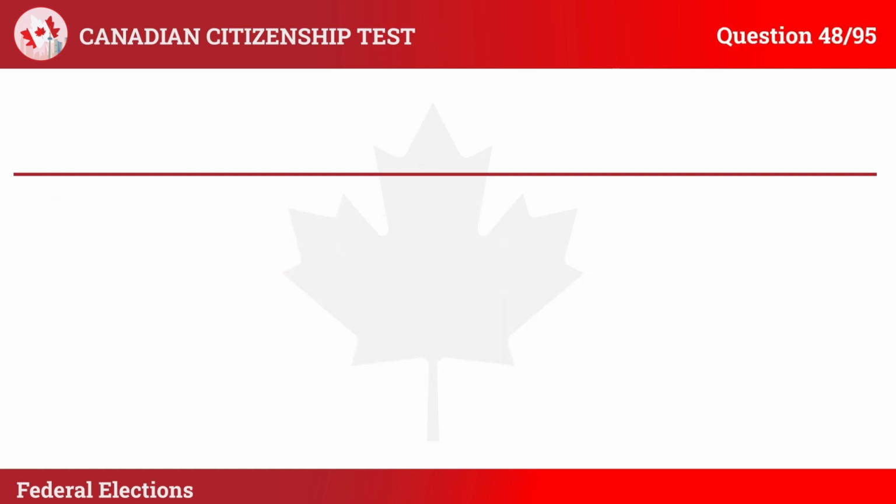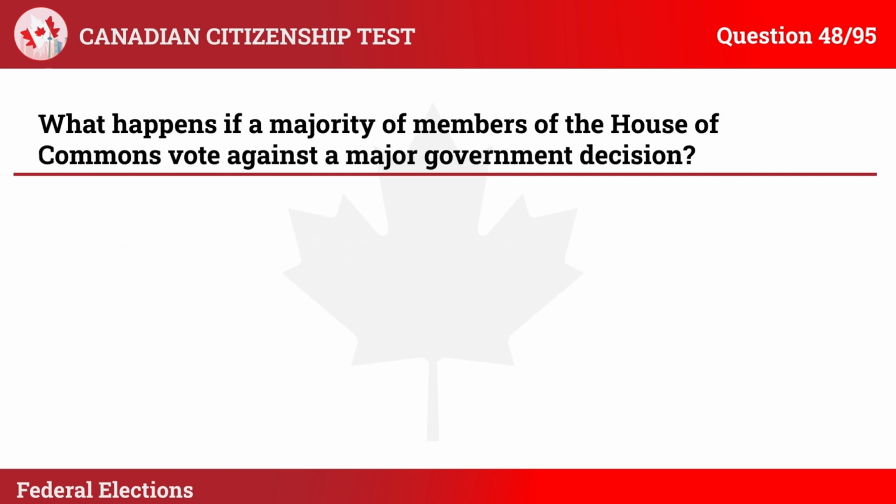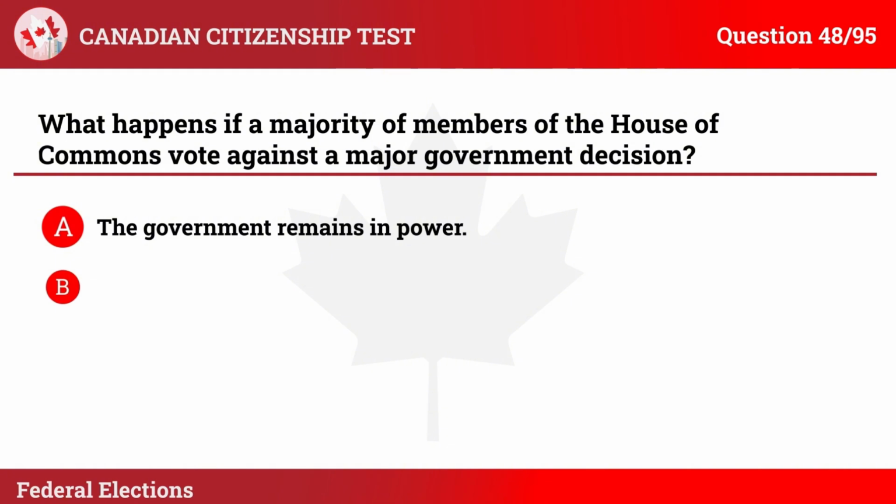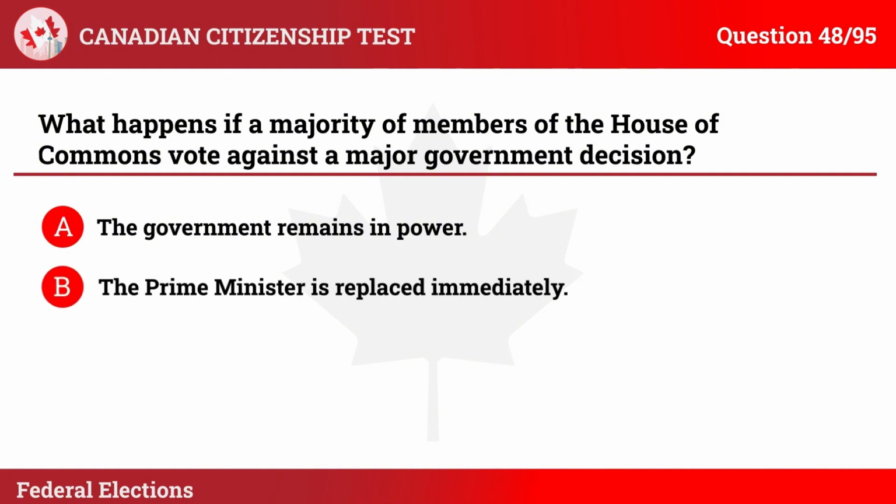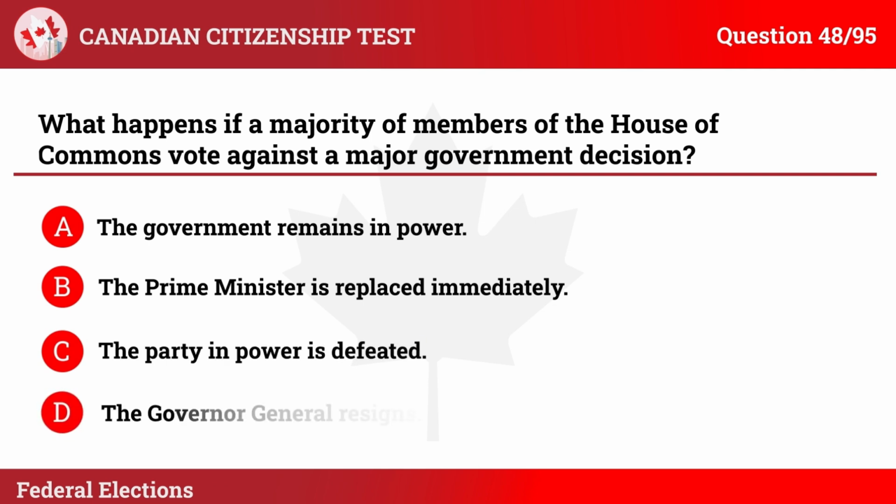Question 48. What happens if a majority of members of the House of Commons vote against a major government decision? A. The government remains in power. B. The Prime Minister is replaced immediately. C. The party in power is defeated. D. The Governor-General resigns.